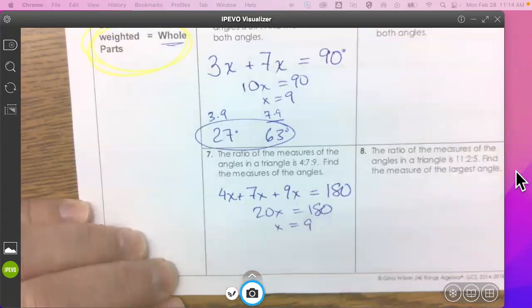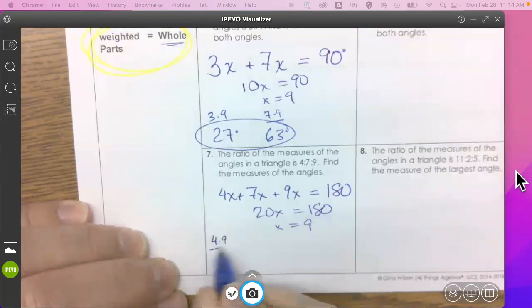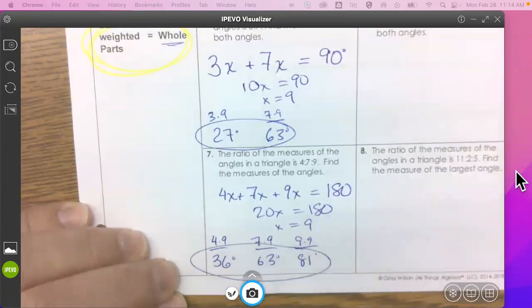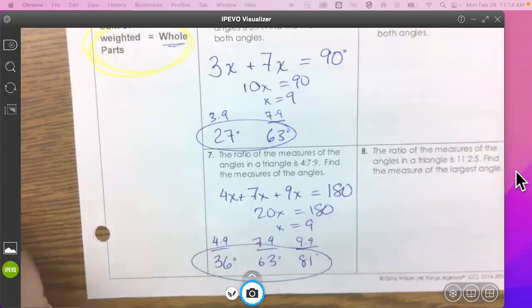And then, got to answer the question. It asks for the measures of the angles. So 4 times 9 is 36 degrees. 7 times 9 is 63. 9 times 9 is 81. And sure enough, if you add those up, they add up to 180 as we expect.